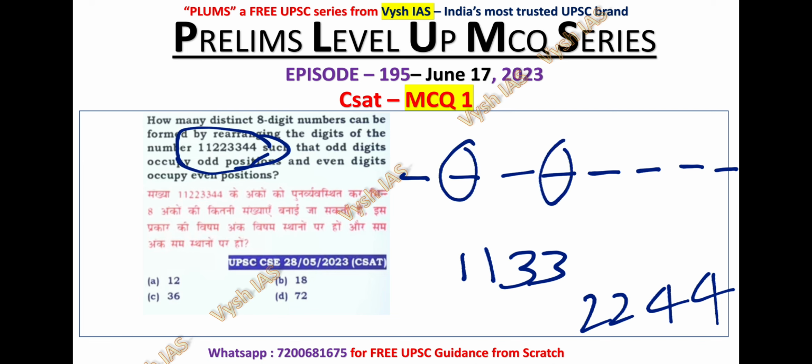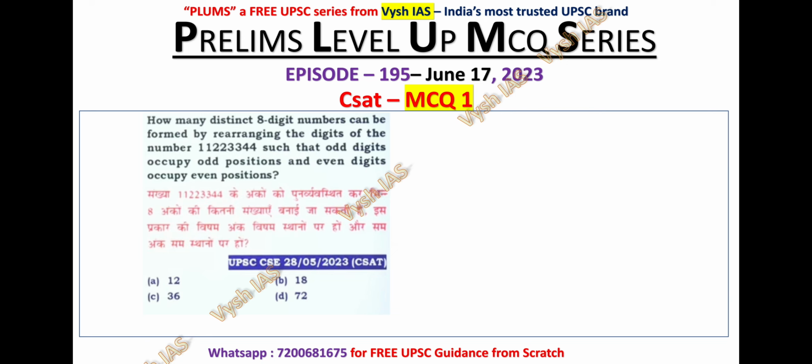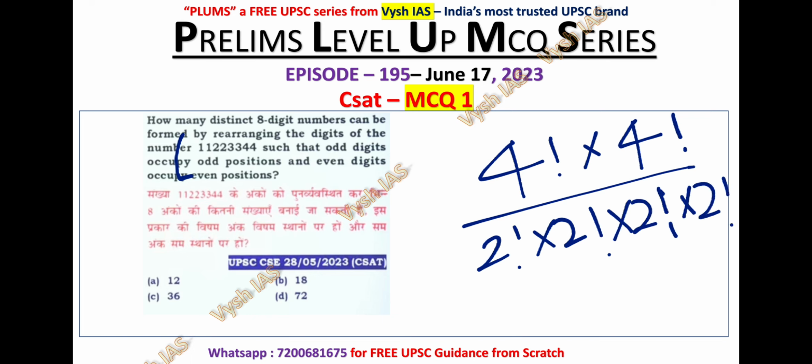So there are 4 even places and 4 odd places. In order to fill the 4 odd places with the odd numbers, we need 4 factorial, and to fill the 4 even places with the even numbers, that is also 4 factorial. So it is 4 factorial into 4 factorial, divided by: 1 is repeated 2 times, so 2 factorial; 2 is repeated 2 times, so 2 factorial; 3 is repeated 2 times, so 2 factorial; and 4 is repeated 2 times. If you solve this, 4 factorial is nothing but 24.